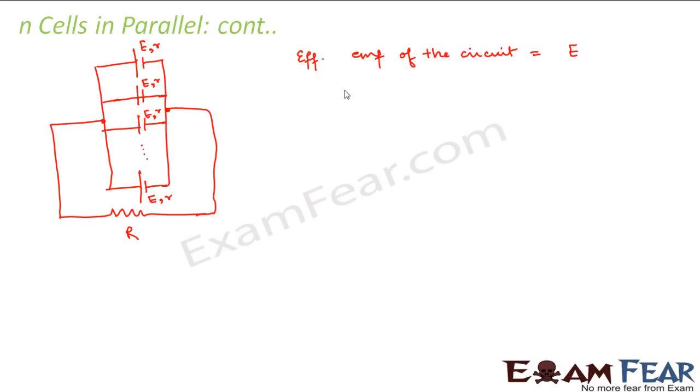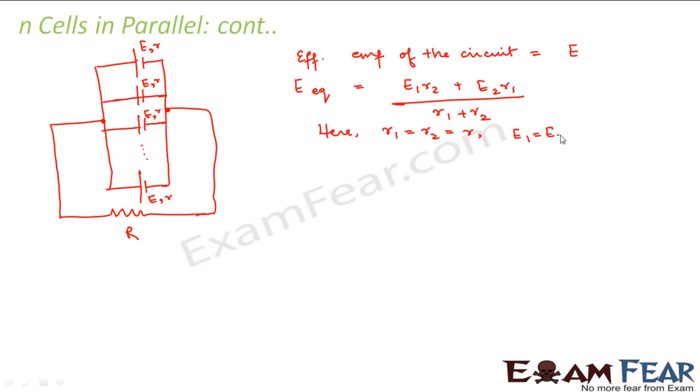So how do we get this effective EMF? In the previous slide, I calculated the equivalent EMF of the circuit, which came out to be E1 R2 plus E2 R1 divided by R1 plus R2. So here if you look at this circuit, R1 is equal to R2 is equal to r, and E1 is equal to E2 is equal to E. If I put these values, we will get E equivalent as 2Er divided by 2r, which comes out to be E. So the effective EMF of the circuit is E, right?